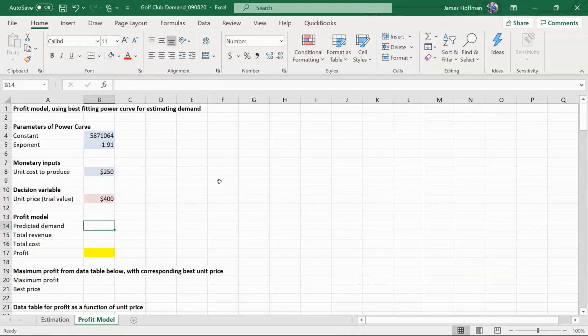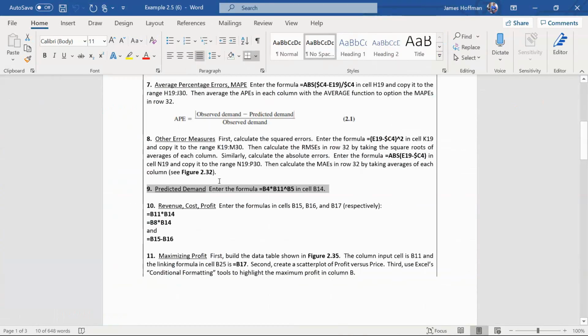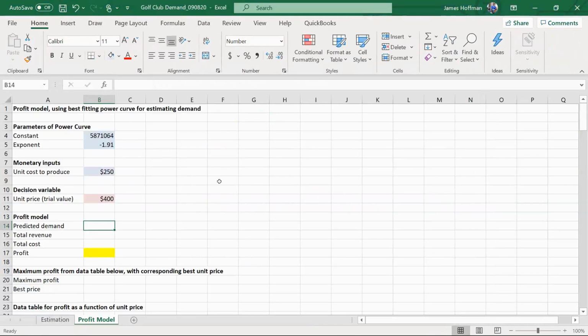All right, so now we're ready to put that calculation in for step 9. So put that formula in B14, step 9. In B14, the formula is equal.